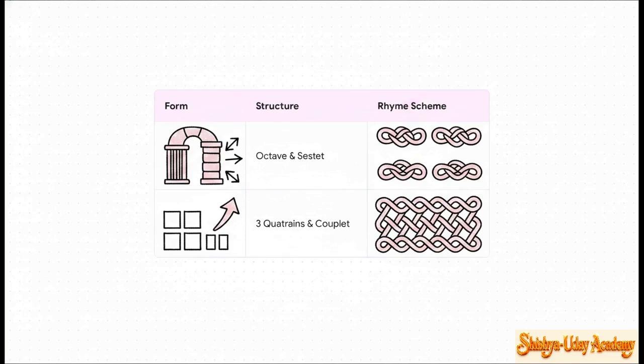Conversely, the Shakespearean, or English model, groups the lines into 3 quatrains, which are just sets of 4 lines, followed by a final 2-line couplet at the very end. The rhyme scheme here shifts to ABA, CD, CD, EFF, GG. The Shakespearean structure acts kind of like a sports car, accelerating through an idea. It builds momentum for 12 straight lines before suddenly slamming on the brakes to deliver a final, powerful, deeply concentrated punchline in those last 2 lines.